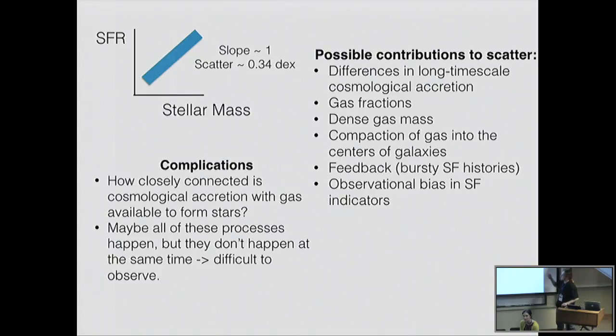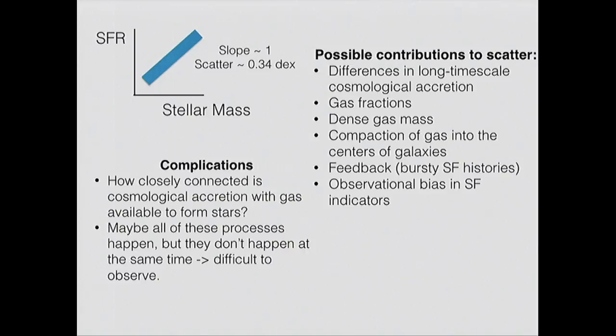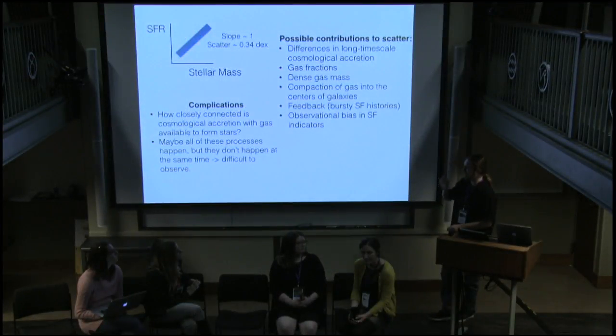And sort of an alternative, these other things that don't really fit into that picture are that you could have feedback that really causes burstiness, short-term burstiness of the star formation rate. And there are observational biases and tricks in how you convert the observed photons into the actual star formation rate. And then people brought up a number of complications.